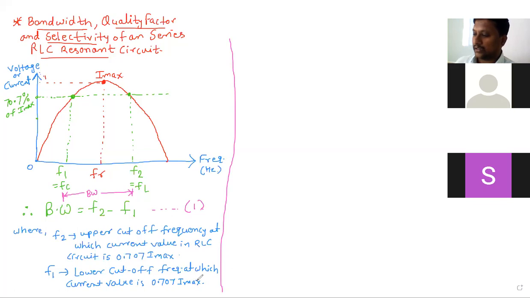Now we can start the derivation. Up to this is the descriptive part. Now the derivation we can start. So what is the formula for calculating the impedance? What is the formula for calculating impedance? Z is equal to square root of R square plus XL minus XC bracket square. Yes, very good. So we know that magnitude of Z is equal to under root R square plus omega L minus 1 upon omega C bracket square.